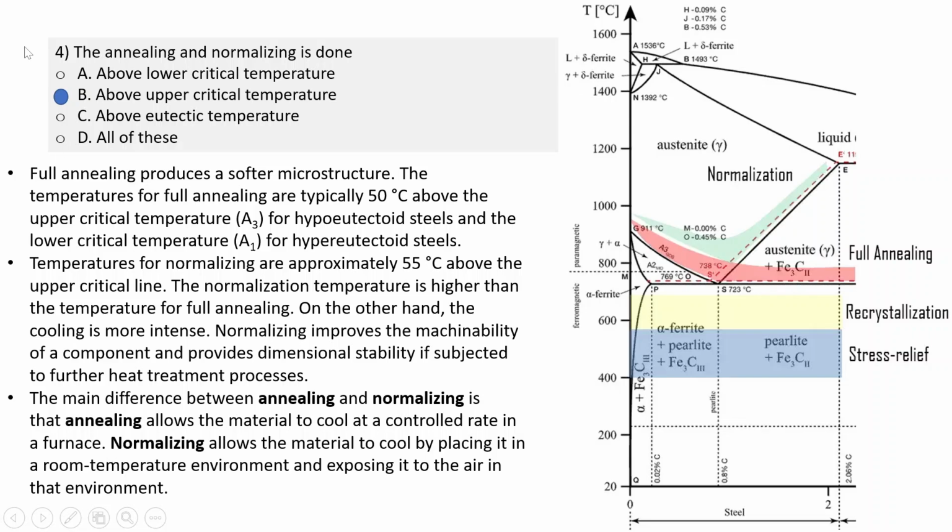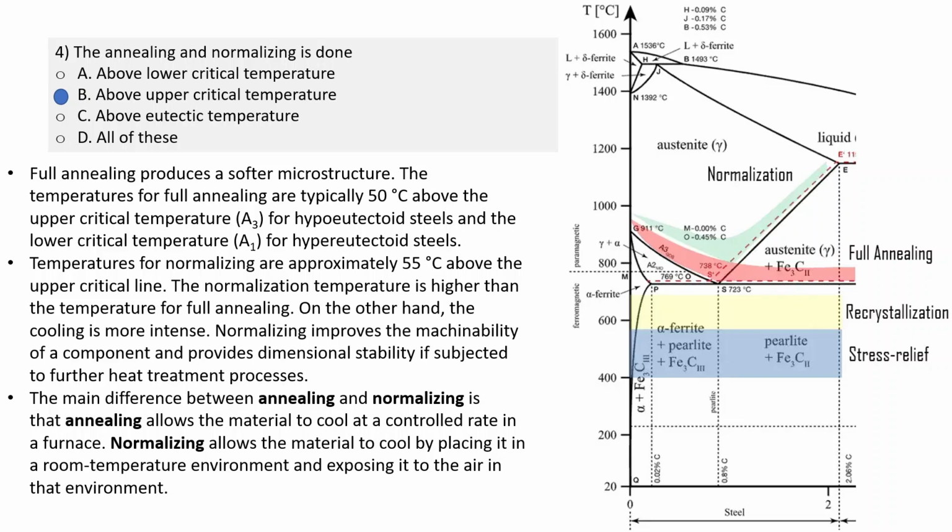The fourth question is: annealing and normalizing is done above lower critical temperature, above upper critical temperature, above eutectic temperature, or all of these. So the correct answer will be, of course, above upper critical temperature. Full annealing produces a softer microstructure, and the temperature for full annealing is typically 50 degrees Celsius above the upper critical temperature A3 for hypoeutectoid steels and lower critical temperature A1 for hypereutectoid steels.